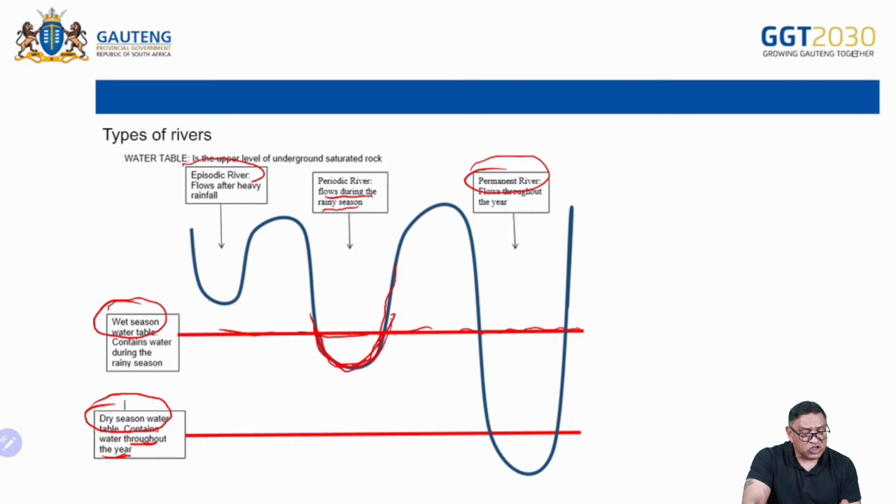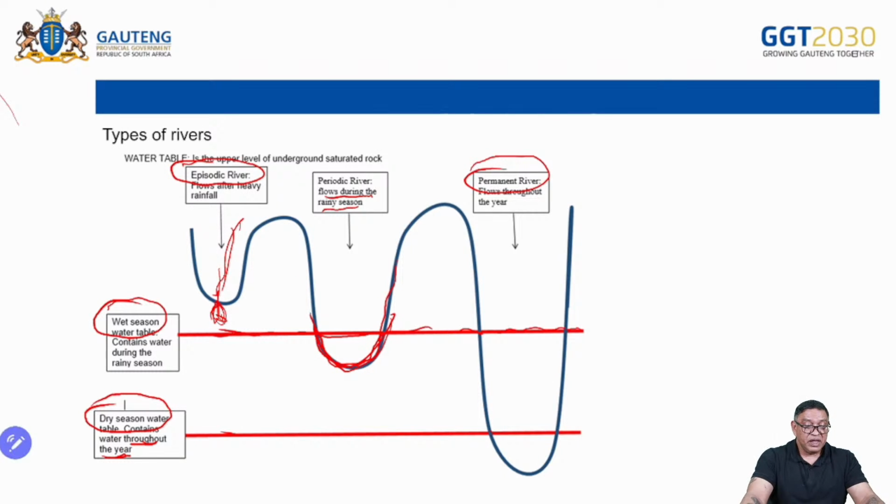Then the episodic, it flows after heavy rainfall. Why? Because it cuts no water table, if you can look at here. It doesn't cut the wet or the dry season. So it has to rain, water has to soak in, it has to saturate, or when it's heavy rainfall, it just floods. There's not enough time to infiltrate, so we have flooding and it flows. So we can see why these things are there.